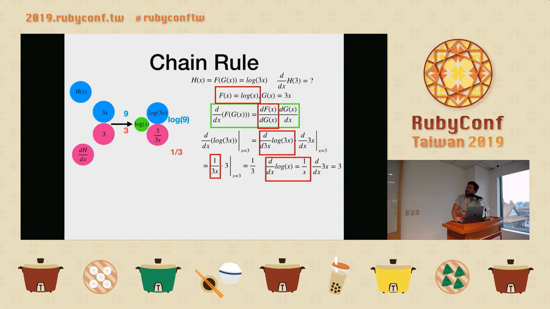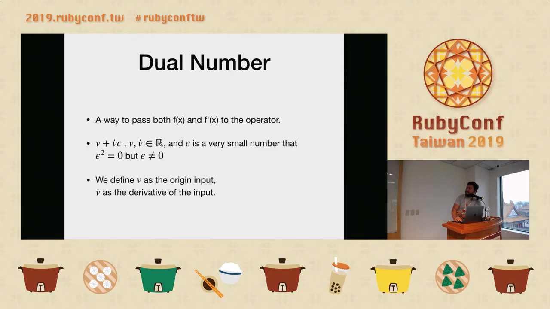So we get the left part. The left part is, if we set 3x as a variable, we can differentiate it. And the right part is that we differentiate the 3x part, which is 3. So we get 1 over x, times 3x. So we get 3.